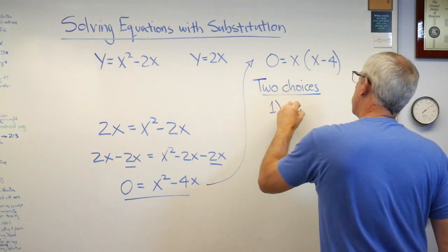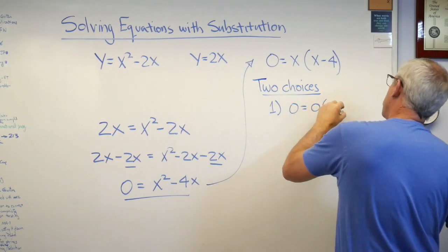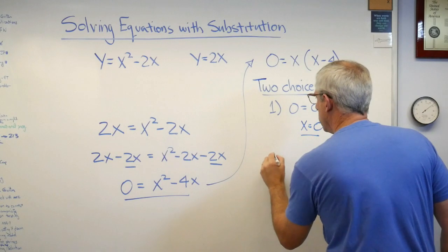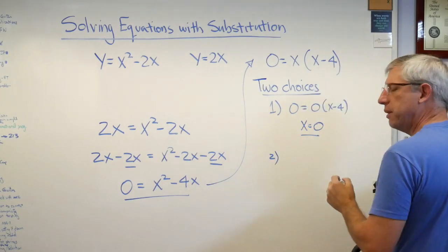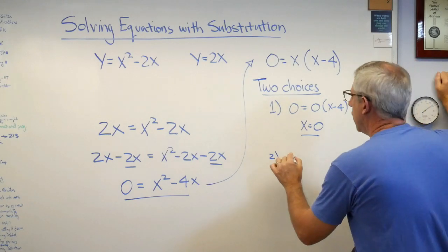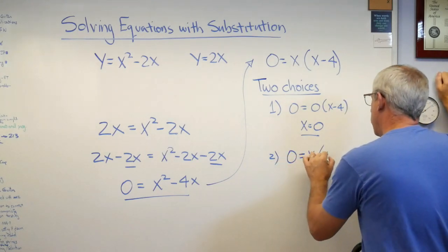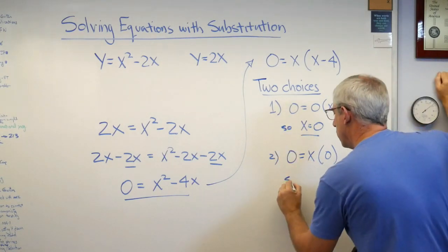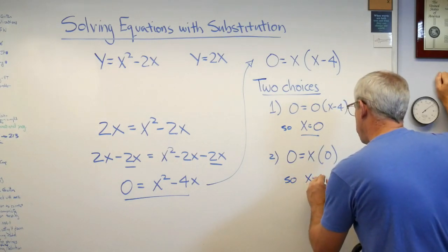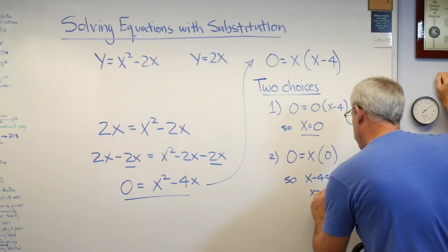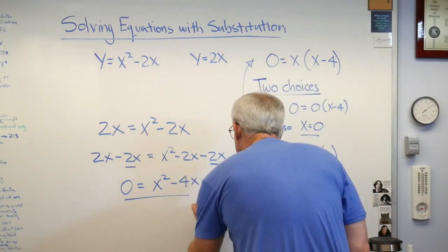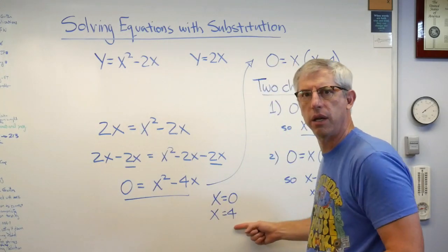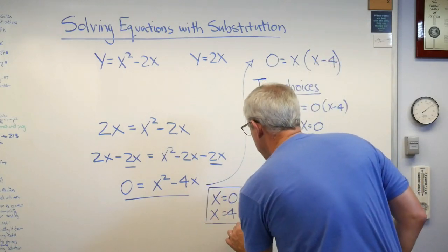One, 0 equals 0 times x minus 4. That equals 0, so x equals 0. Number 2, can you see this okay? I think actually one of the advantages of being left-handed is I'm out of the frame. I can do it this way. This side equals 0 as well. So x minus 4 equals 0 and x equals 4. So my solutions are x equals 0 and x equals 4. Can you see that? Okay. There's my solution. That's the answer.